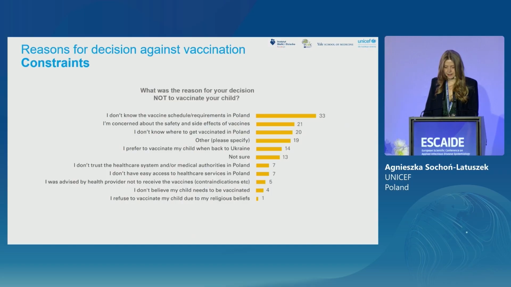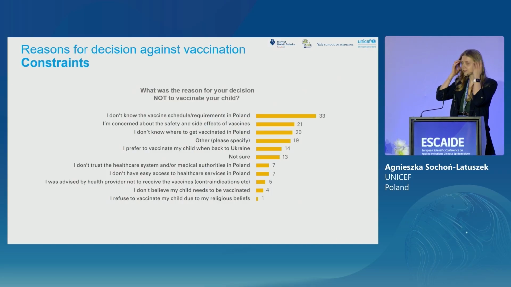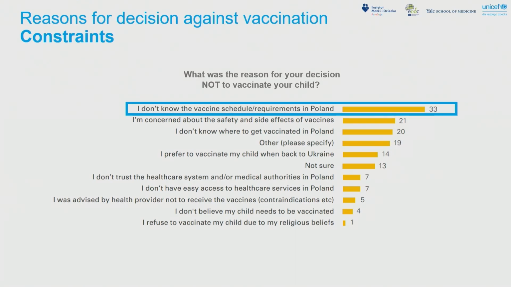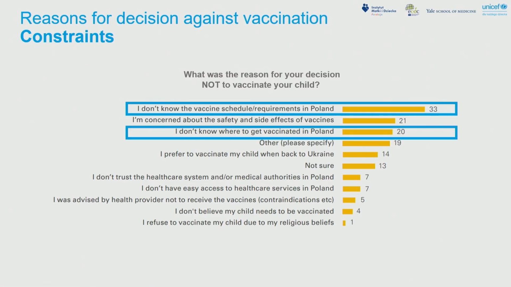So first, constraints, and as I told you before, this is, I think, the biggest part. We asked, what was the reason for your decision not to vaccinate a child? And you can see I'm highlighting the very first one here: I don't know the vaccine schedule requirements in Poland. And I must say, the schedule and requirements are very similar to those in Ukraine. But of course, if we have all of those different things that we need to care about, we are not sure if this is similar or different than in your country. The next one: I don't know where to get the child vaccinated. So even though we have the medical centers where people can go, and of course they should be informed, and there are doctors or nurses making phone calls to the mothers, they still don't know where to go to get the child vaccinated.